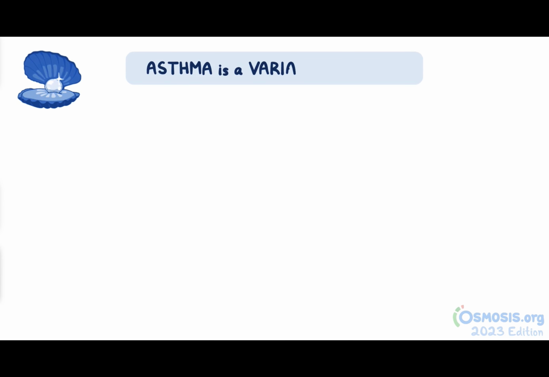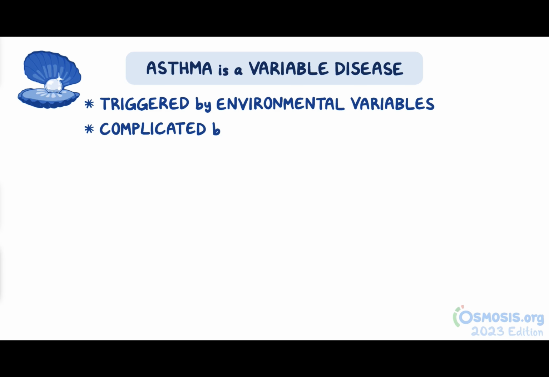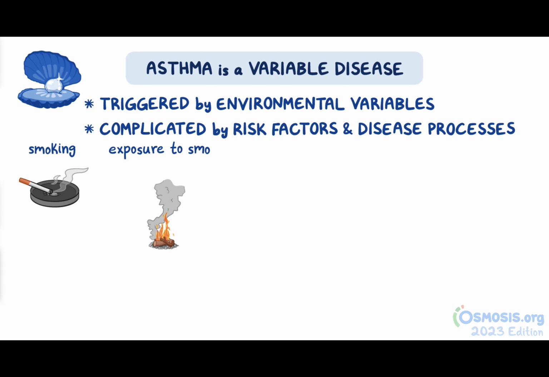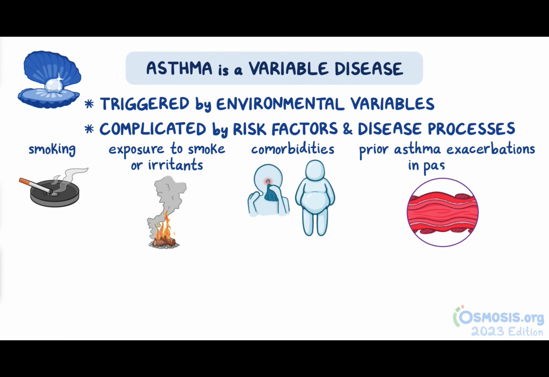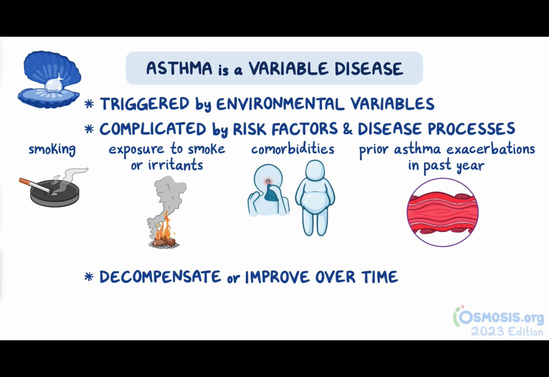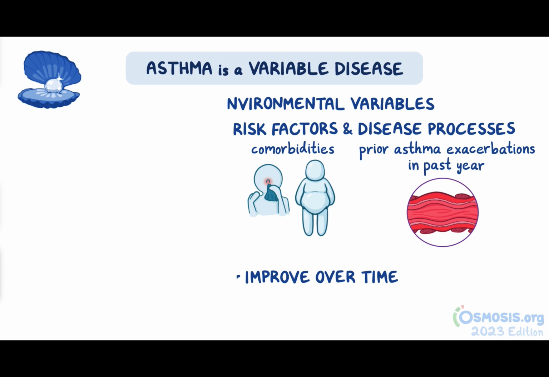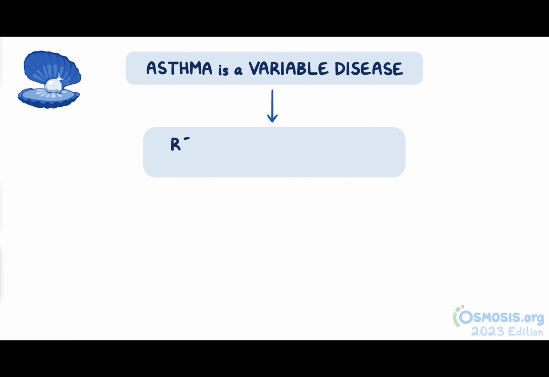Now, here's a clinical pearl to keep in mind. Asthma is a variable disease, meaning it can be triggered by many environmental variables and complicated by other risk factors and disease processes. These include smoking, exposure to smoke or other respiratory irritants, comorbidities such as allergic rhinitis and obesity, and prior asthma exacerbations in the past year. Sometimes asthma may even decompensate or improve over time in the absence of an identifiable trigger. For these reasons, you should reassess your patient periodically, both clinically and by repeating spirometry.